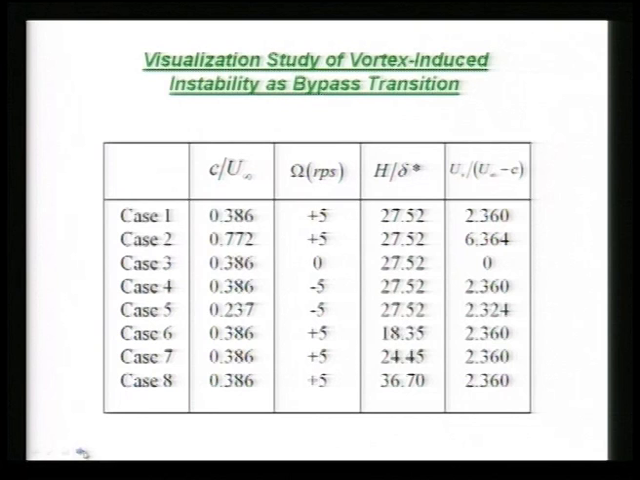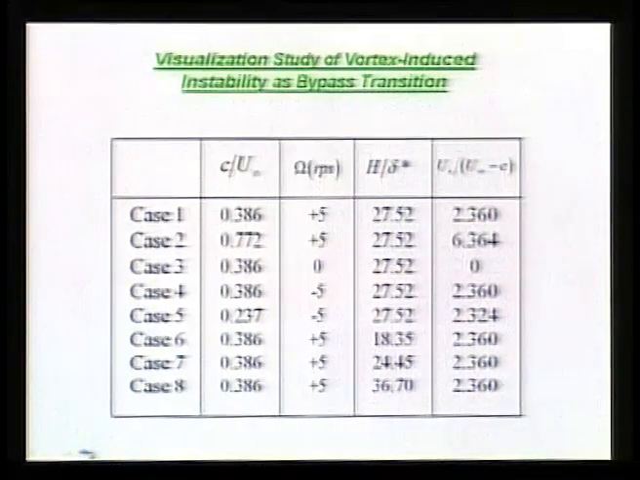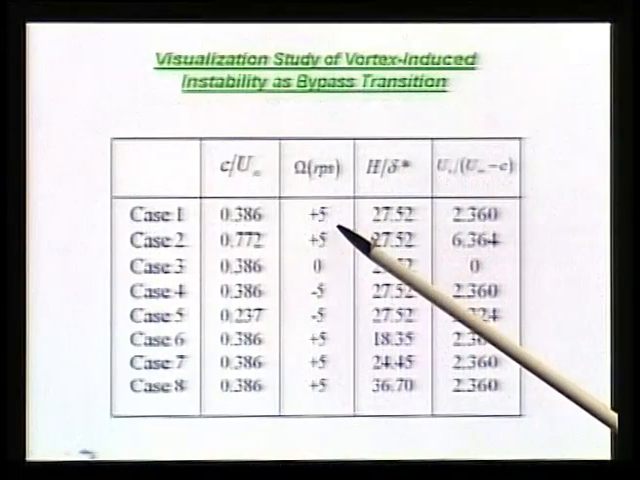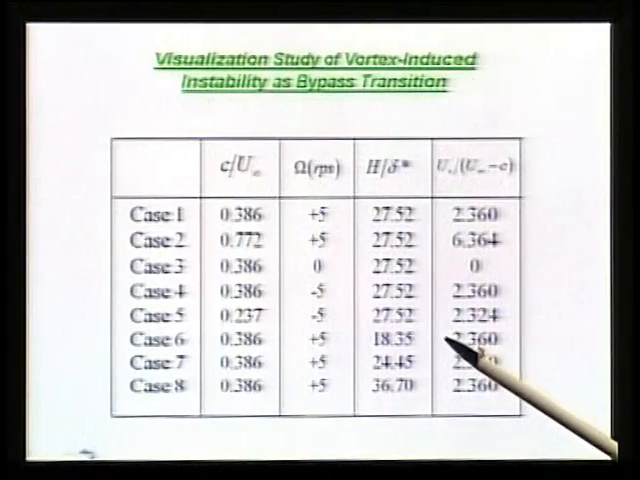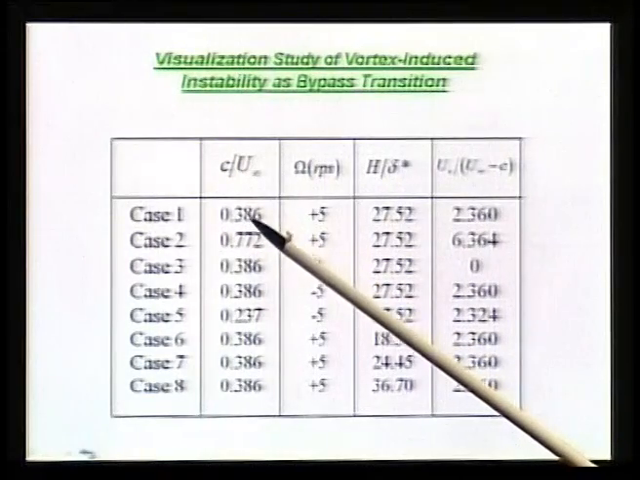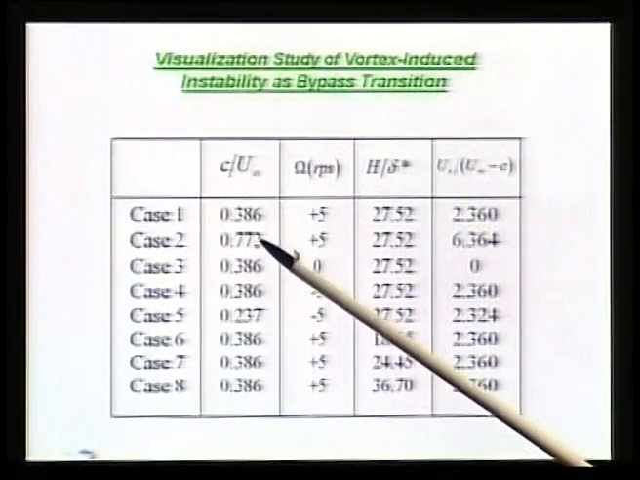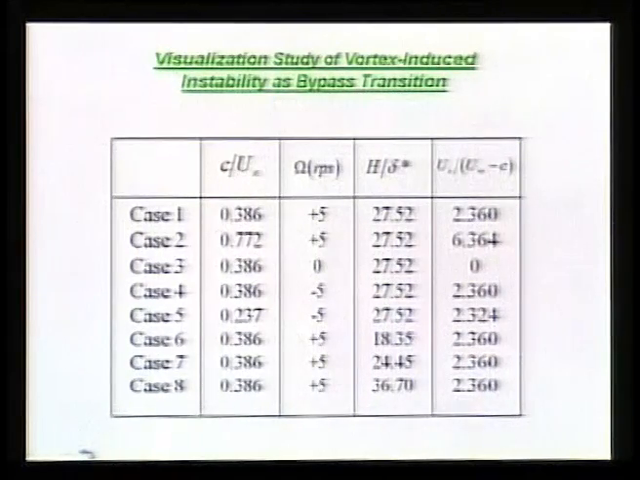First 2 cases corresponded to where the cylinder was rotating in a counterclockwise manner at a rate of 5 rotations per second. The vortex was at a height of 27 delta star above the plate, and in the first case the speed of convection of the vortex was 0.386 with respect to the free stream. In the second case it was just double of it. The third case was created just to show the importance of the controlled nature of such a receptivity experiment.